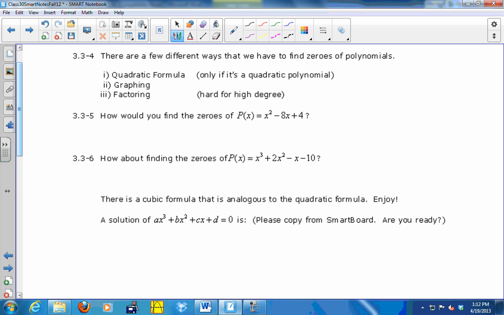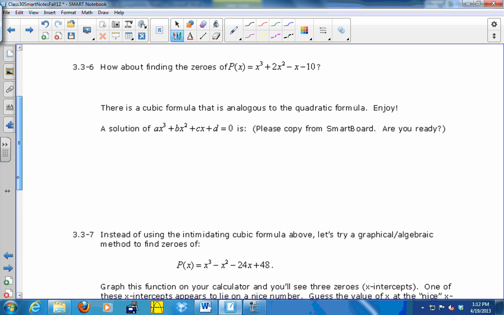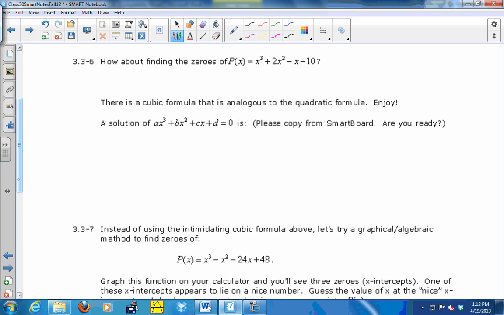So let's say I wanted to find the zeros of x cubed plus 2x squared minus x minus 10. That's a higher degree than 2, which means it's going to be hard to factor. And it turns out that there actually is a cubic formula analogous to the quadratic formula. And it's in your notes there. I didn't put it on here, but it's a mess. You do not want to have to deal with that.